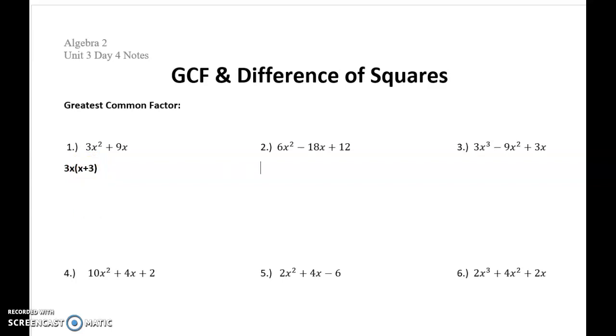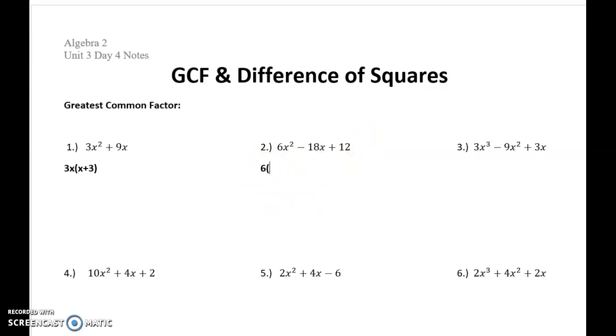All right, let's scoot over here to number 2. So I look at these. Some of y'all struggled a little bit with these when we did these in class. Look at the numbers first. 6, 18, and 12. Well, 6 will go into all of those. So now I'm going to look at my variables, x squared, x, and no x. Well, they don't have any variable in common because the 12 doesn't have an x. The only thing I can factor out is a 6.